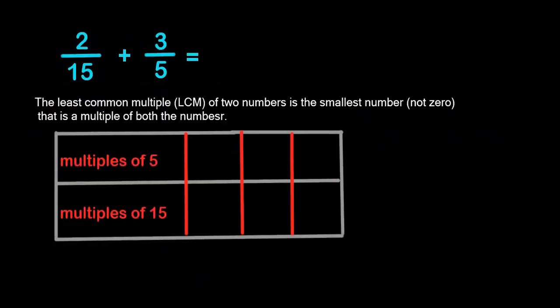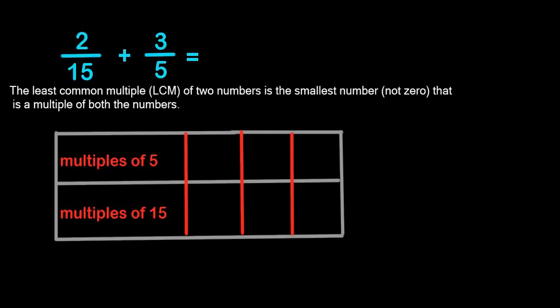Let us consider this example: 2 by 15 plus 3 by 5, which are unlike fractions. To find the addition of these unlike fractions, we need to find the LCM. What is LCM? The least common multiple, called LCM, of two numbers is the smallest non-zero number that is a multiple of both the numbers.